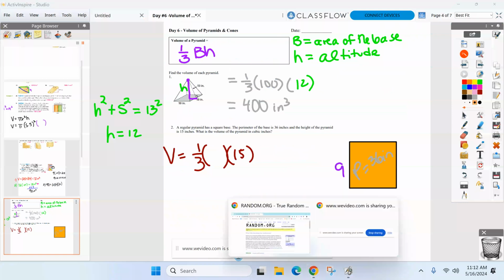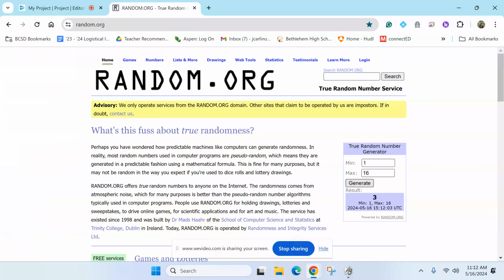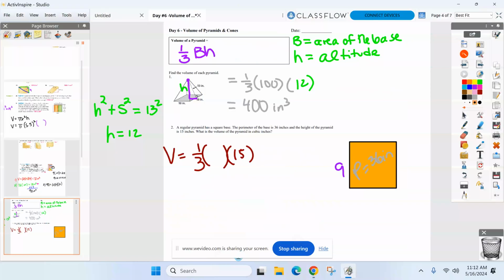So what's my area going to be for this one? Area of the base, Zoe? 81. Good. So our volume here, 405, where we got inches cubed. Perfect. Everyone all right how we're getting 9? Because I'm going to change it on you for this next one.